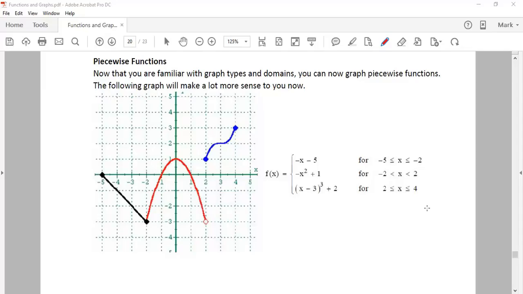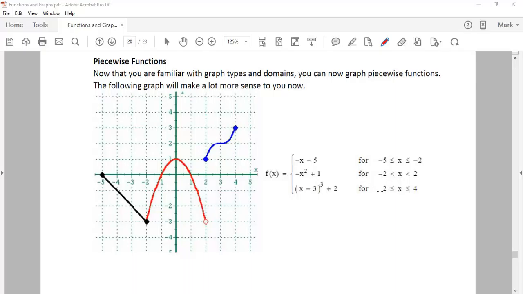So here we can see that between -5 is less than x and less than or equal to -2, it's the equation -x - 5, which is just a straight line with a negative gradient. Between -2 and 2 is the parabola, -x squared + 1, so you can see it's a parabola there that's shifted up 1.